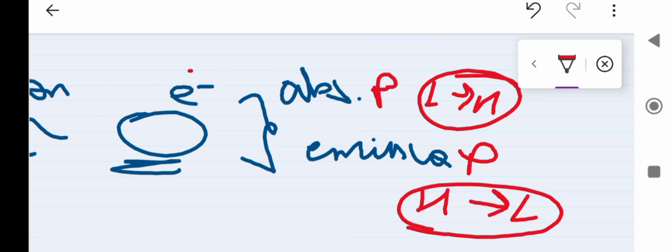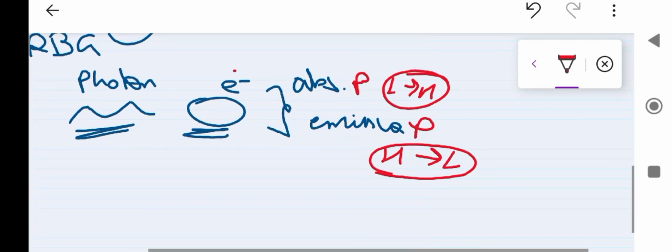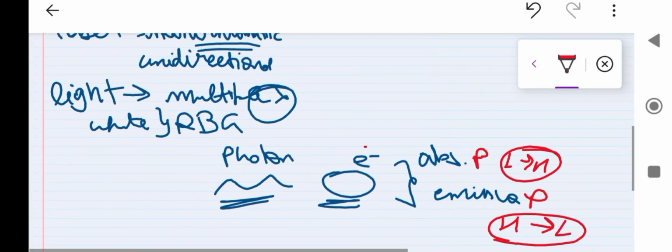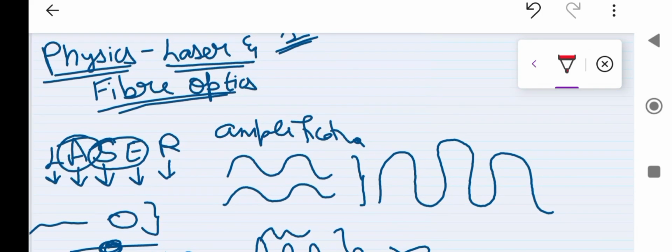So this was the basic introduction of what laser is and all that. In the next video we'll be seeing types of absorption and emission. This was a very basic, short, crisp explanation. Nothing very complex, very simple, very basic.